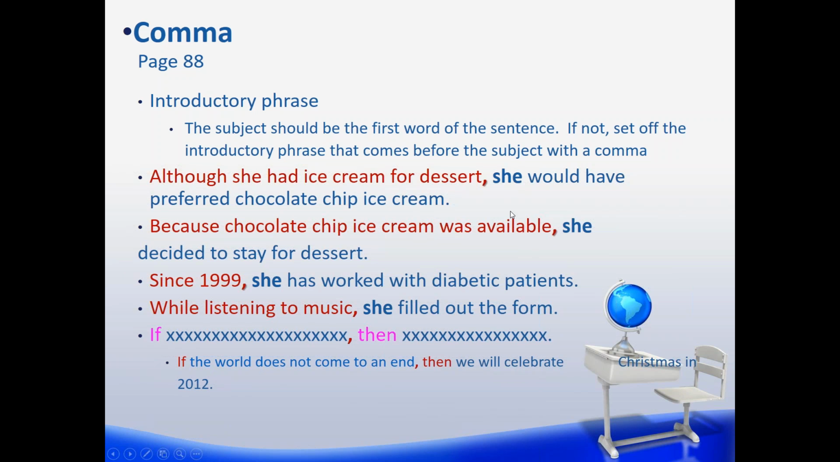We use a comma before the main part of a sentence with an introductory phrase. The introductory phrase is giving us some extra information before the sentence even gets started, so that's why it's important to separate that from the main part of the sentence.